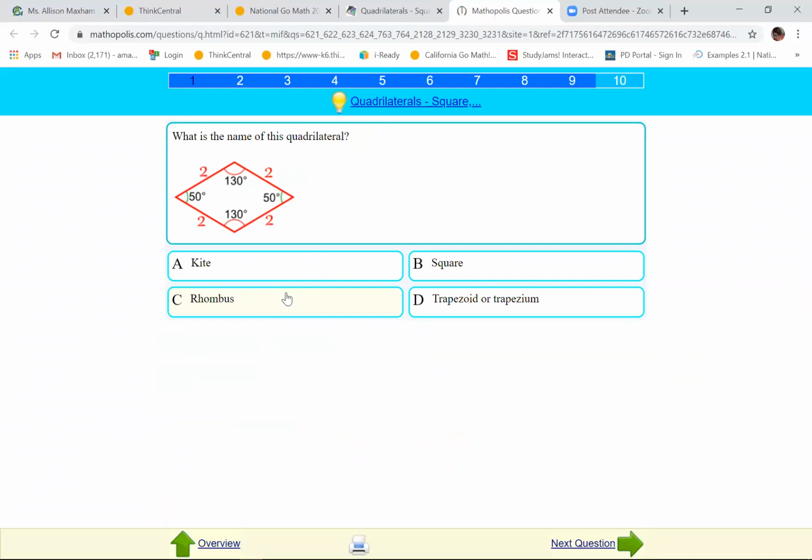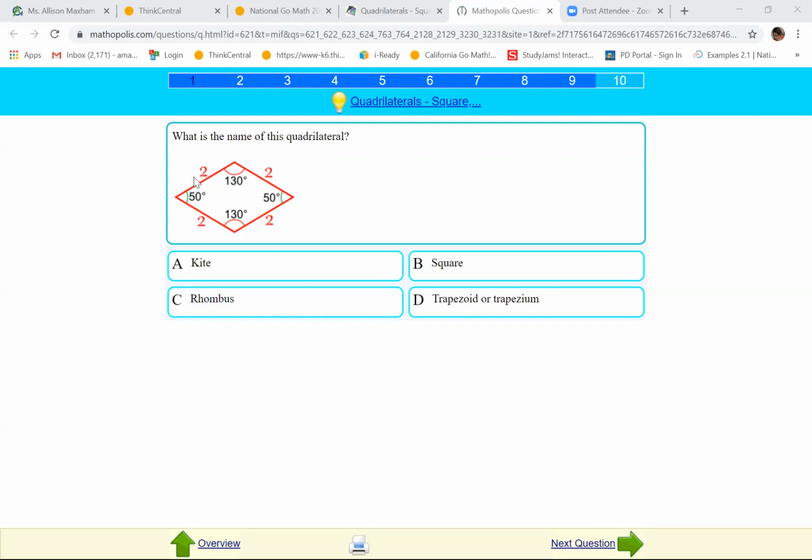All right, let me grab my pen and let's see what we have. What is the name of this quadrilateral? Well, let me see. I've got 2, 2, 2, 2. I don't know if those are inches or what, so I'm going to call them units. 2 units is the length for each side.